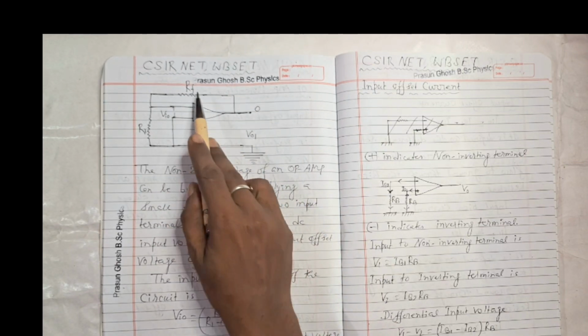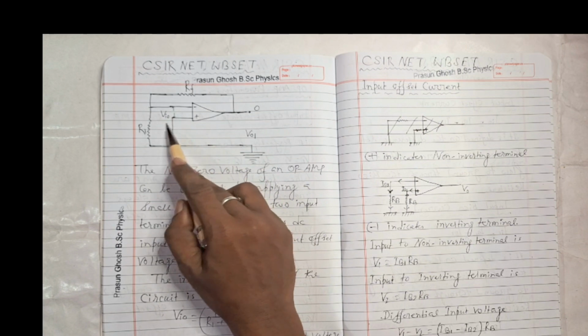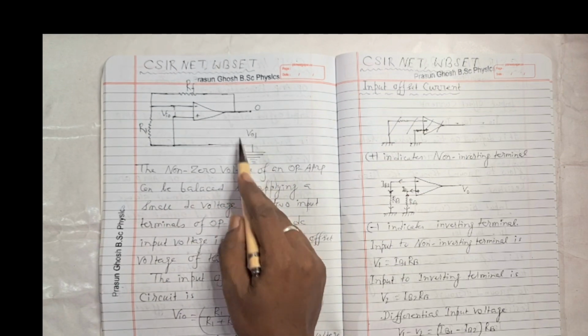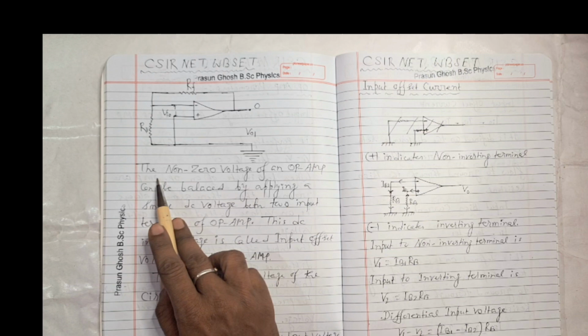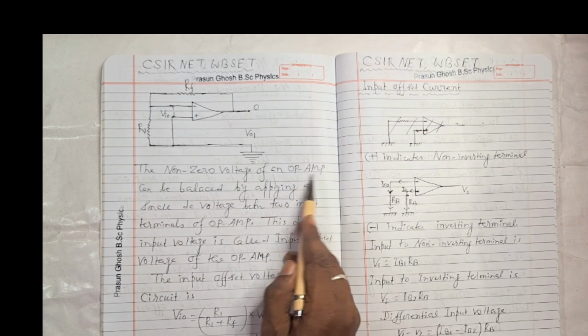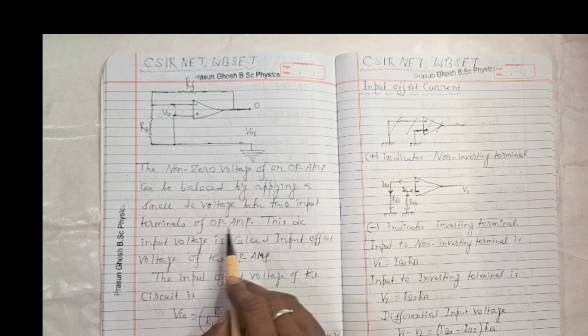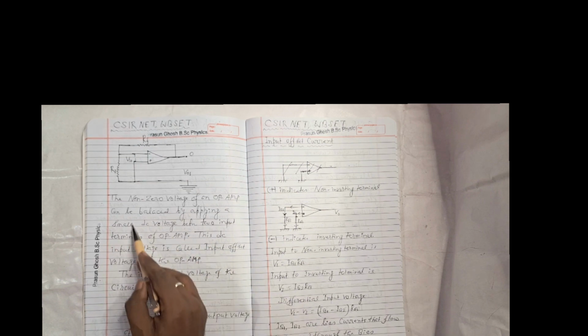So this is the circuit diagram. RF is the feedback resistance. This is the input offset voltage. This is the output voltage. The non-zero voltage of an opamp can be balanced by applying a small DC voltage between the two input terminals of the opamp. This DC voltage is known as the input offset voltage of the opamp.